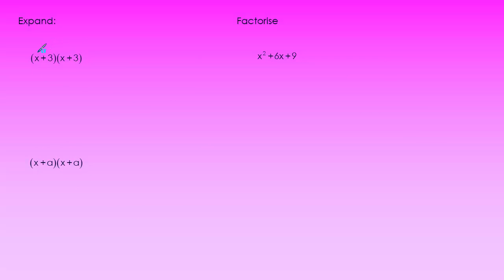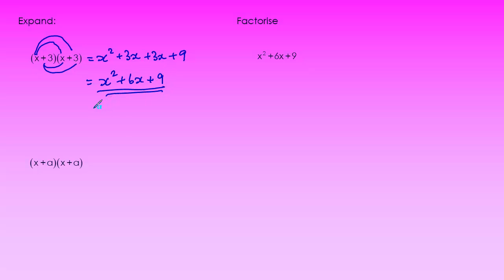So here we have x plus 3, x plus 3, or x plus 3 all squared. And if we expand that, then we get x squared plus 3x plus 3x plus 9. Tidying the middle terms gives us x squared plus 6x plus 9. And what we're expected to spot here is that this is x squared, add 2 times 3x, add 3 squared.